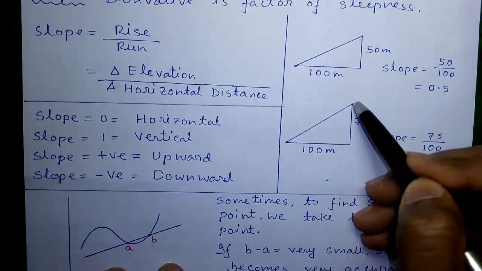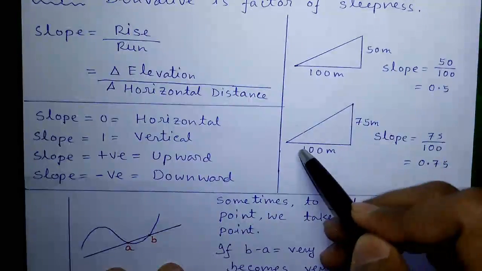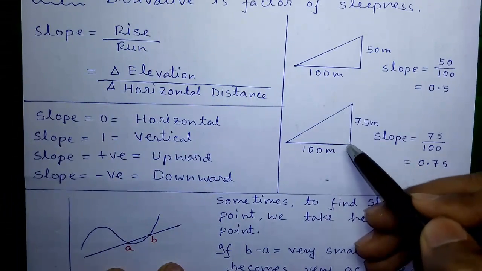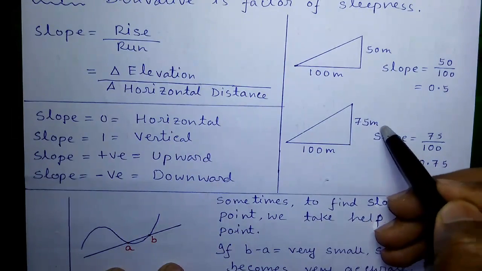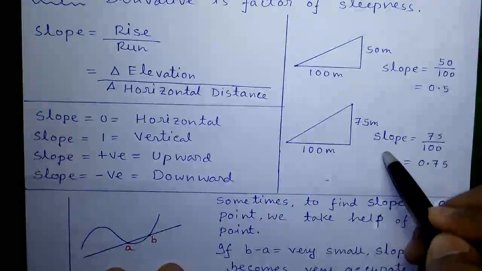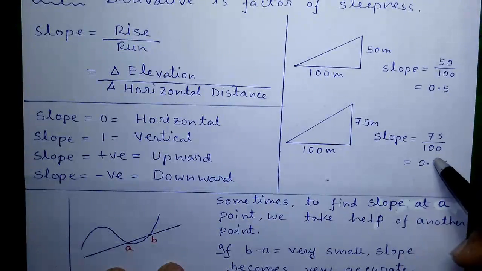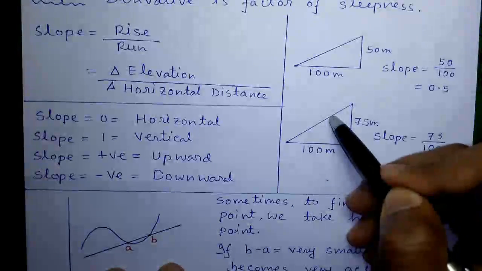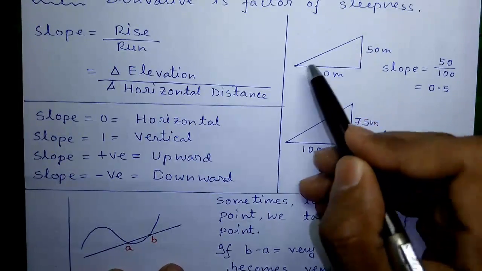Let's take another example. For another hill, you are going upward. Your horizontal distance covered equals 100 meters, which remains the same, but your vertical distance covered, that is your climb, equals 75 meters. So the slope of the second hill equals 75 by 100 equals 0.75. You can see 0.75 is greater than 0.5. So the slope of the second hill is greater compared to the slope of the first hill.